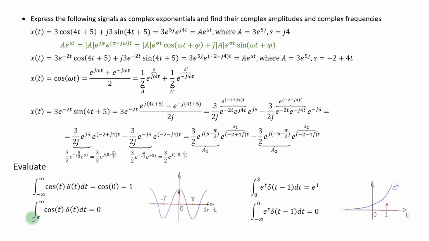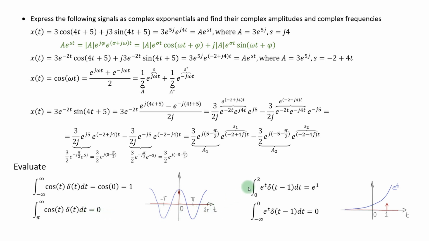Now, this integral is a bit tricky. It's almost the same as this one, but this lower integration limit is now pi. So this integration happens from pi to plus infinity. And the tricky part is that in that interval, the Dirac delta pulse is only 0. This integration interval does not include this Dirac delta pulse, it includes only zeros. Therefore, the result of this integral is 0.